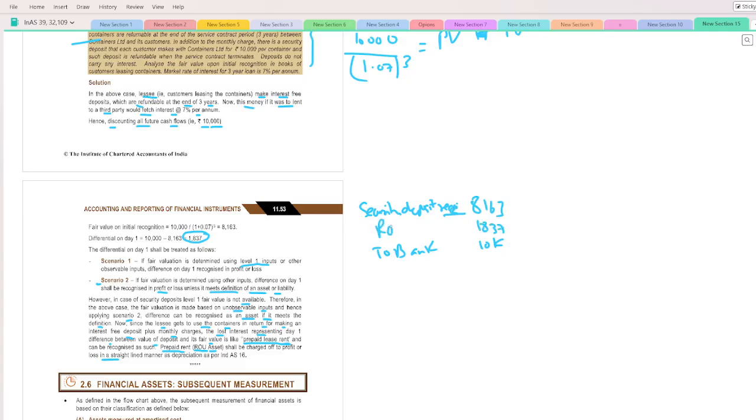It's a right-of-use asset, or you can call it a prepaid rent, and this you will be amortizing over 3 years on the basis of the SLM. So here you are recognizing it as an asset. Okay, so this is done.